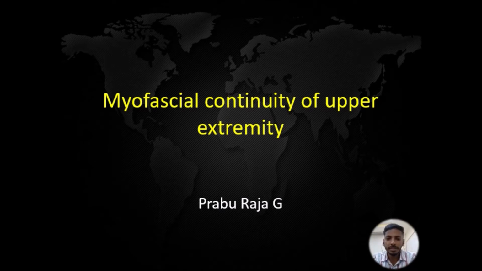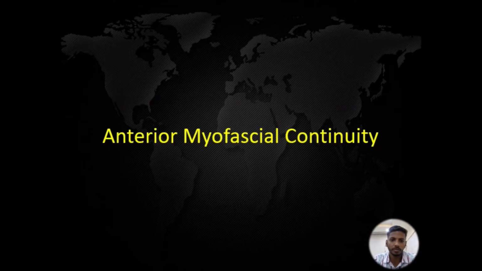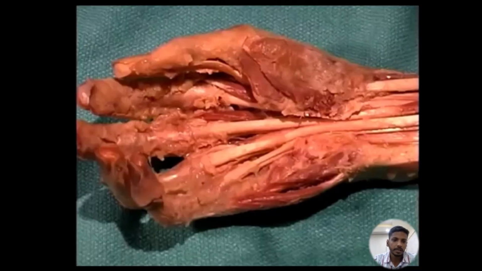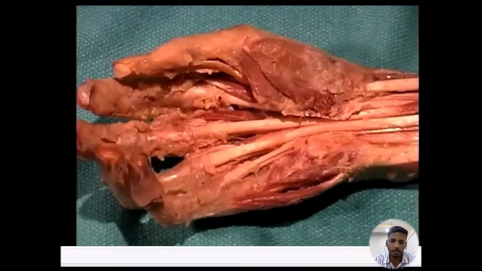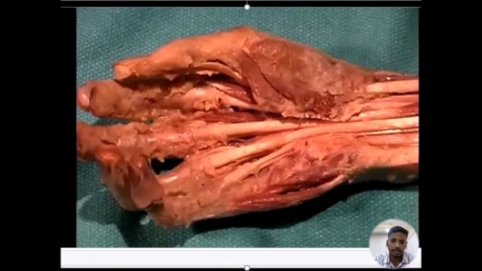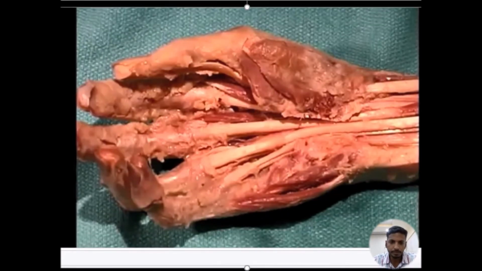So let's discuss the myofascial continuity of the upper extremity. To begin with, we'll discuss the anterior myofascial continuum of the upper quarter region. Let's discuss the anterior myofascial continuum from the distal to the proximal aspect. So let's start with the distal aspect.